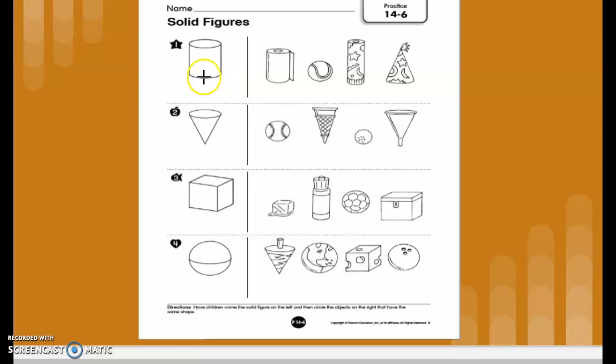Number one shows a picture of a cylinder. So I know a cylinder has two flat sides. So I have to look on this side and I see the toilet paper has two flat sides, so I circle the toilet paper. The ball does not have any flat sides, so I do not circle that one. But this here has two flat sides, so this is also a cylinder. So that is how you do this page.